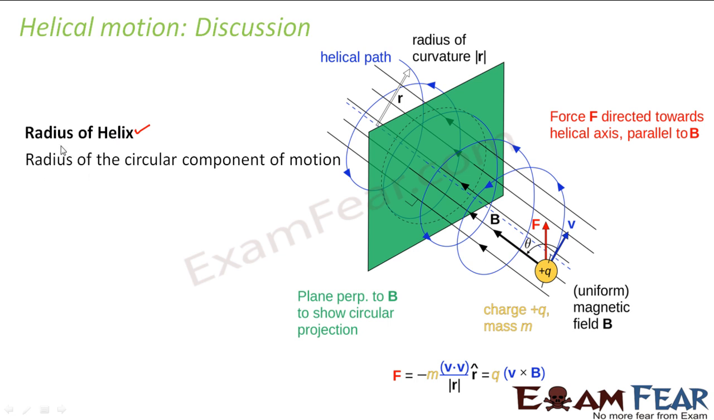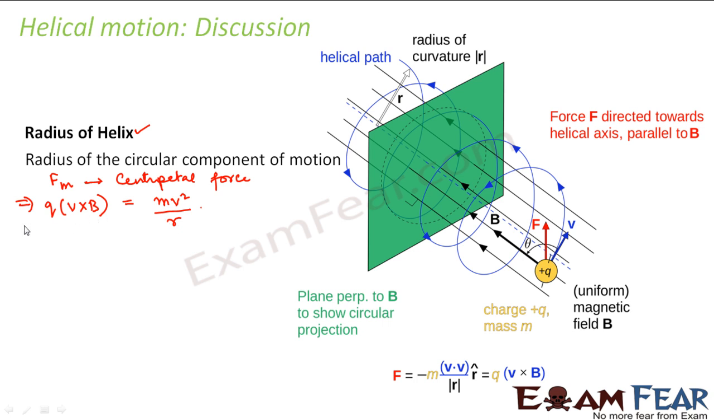So how do we determine the radius of the helix? As I told you, the magnetic force which acts on the particle, right now I am talking only about the circular component of motion. For the circular component of motion, the magnetic force which acts on the particle acts as the centripetal force. Right? So what is this magnetic force? This magnetic force is nothing but Q into V cross B. And centripetal force is nothing but mv square by r, where r is the radius of the circular path.